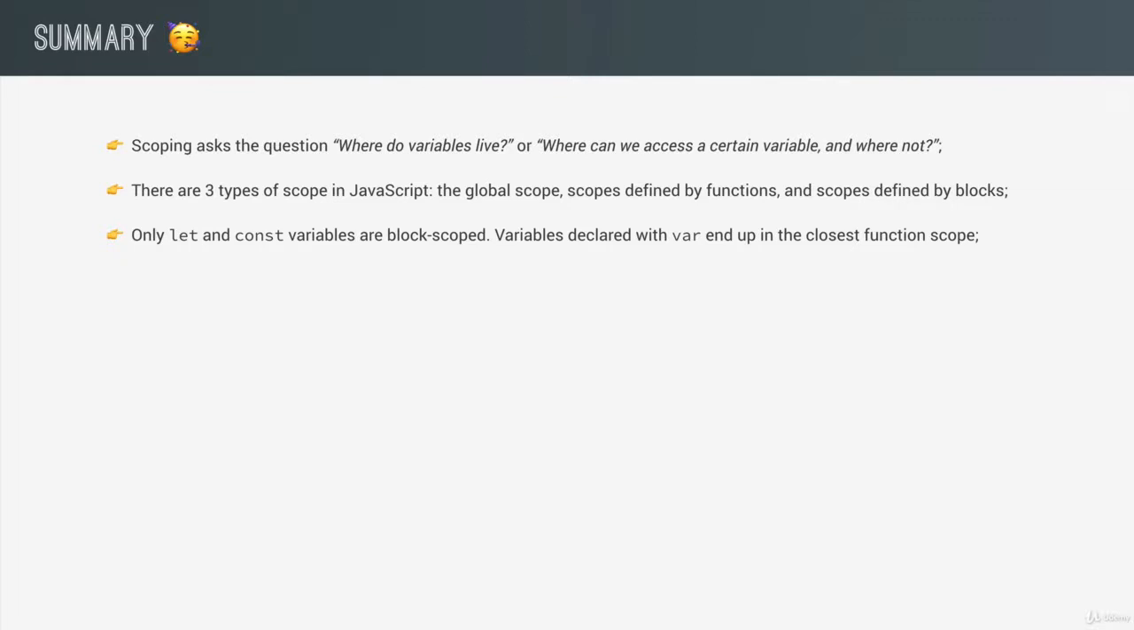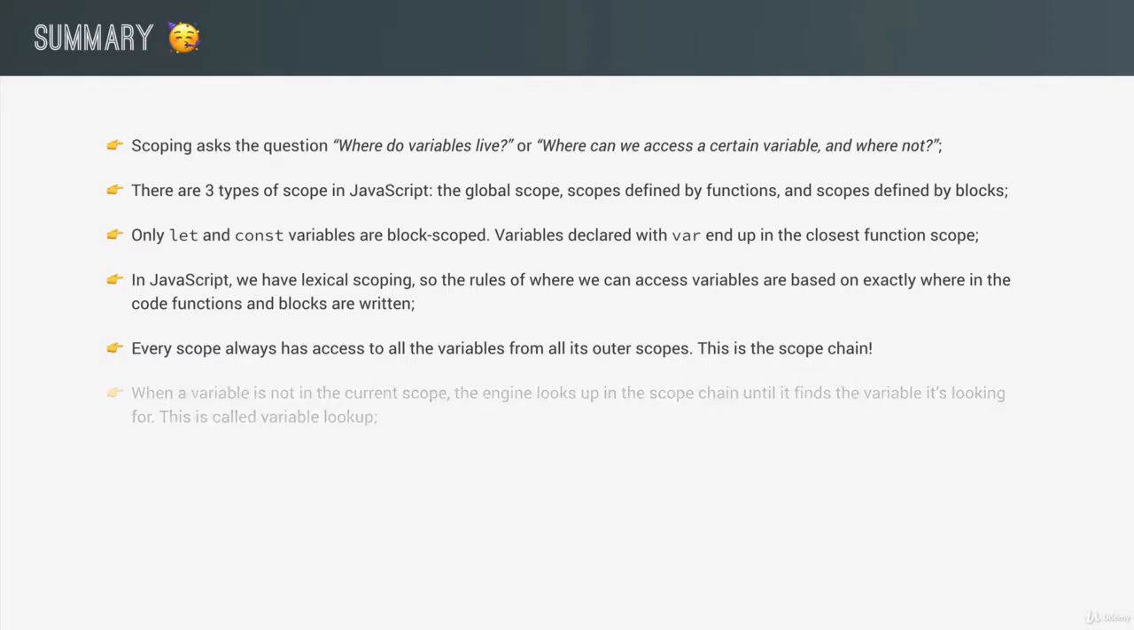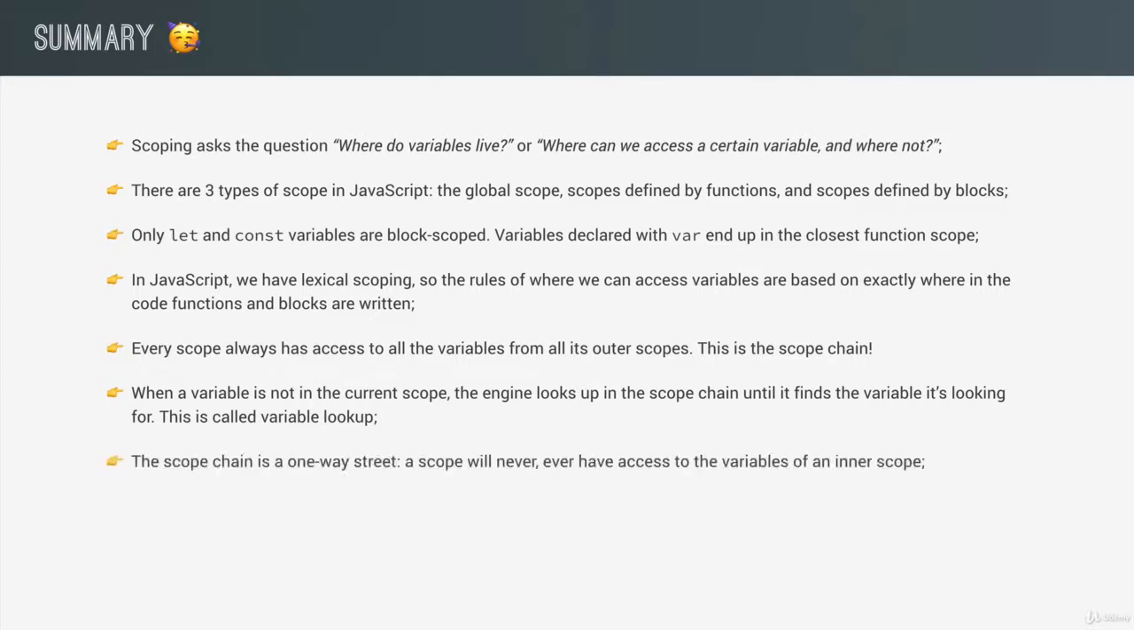Next, in JavaScript, we have lexical scoping, which means that the rules of where we can access variables are based on where in the code functions and blocks are written. And now let the magic begin, because every scope always has access to all the variables from all its outer scopes. And this is what we call the scope chain. When a certain variable is not in the current scope, the engine looks up in the scope chain until it finds the variable that it's looking for. And this process is called variable lookup. It's important to note that the scope chain is a one-way street.